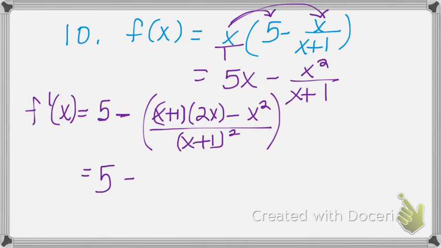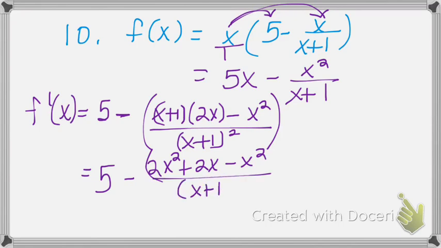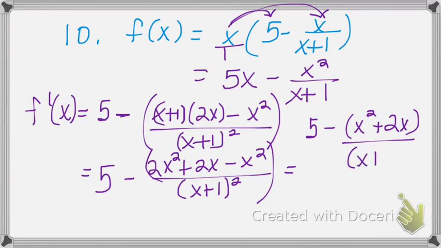Then I want to simplify 2x times both of those, so 2x squared plus 2x, then minus x squared, that's all on the top. X plus 1 squared is still on the bottom. Still have that 5 there. Alright, 2x squared minus x squared is x squared, and then we have our extra 2x, and then x plus 1 squared.